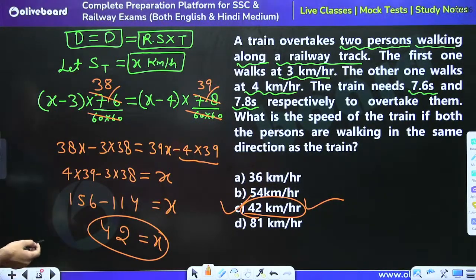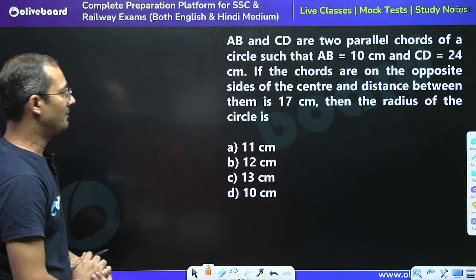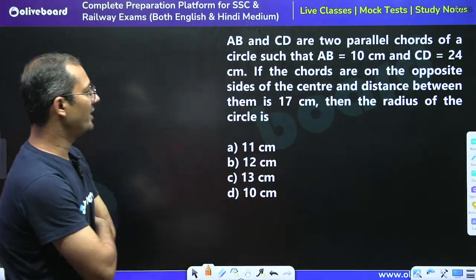Now moving to the next question. Tell me what is the answer of this question. Again, a very good question.